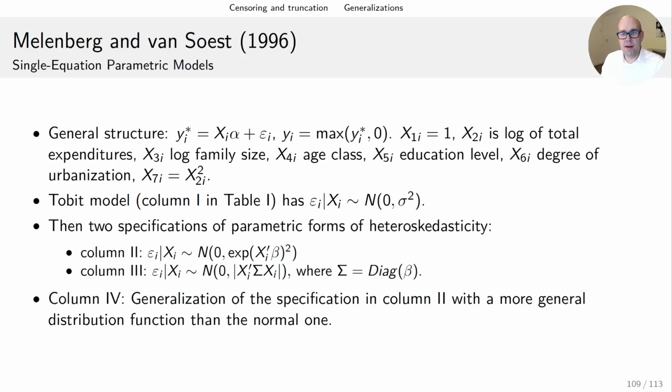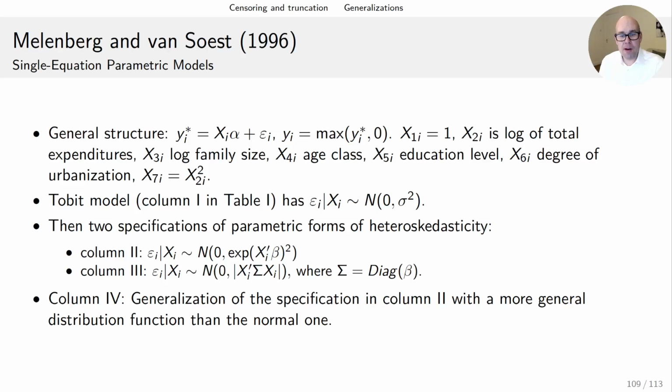The variables they use in their analysis are the following. So the first x is equal to 1, so the coefficient on that will be the constant term. x2i is the log of total expenditures. x3i is the log of family size. x4i is the age class. x5i is education level. x6i is the degree of urbanization, where they live. And x7i is the square of x2i, so the log of total expenditures squared.